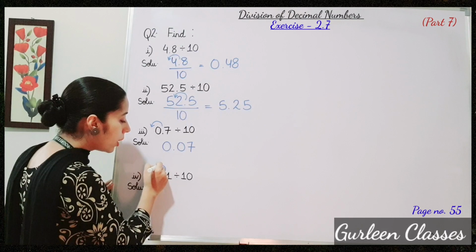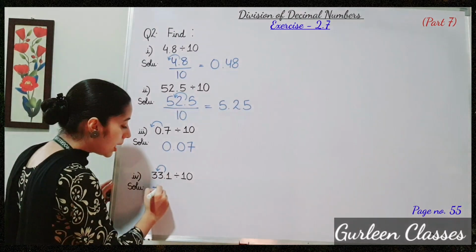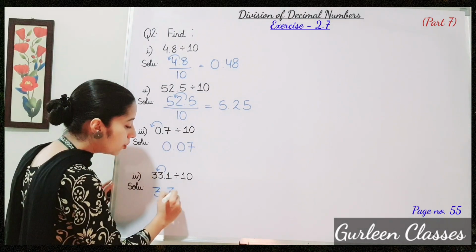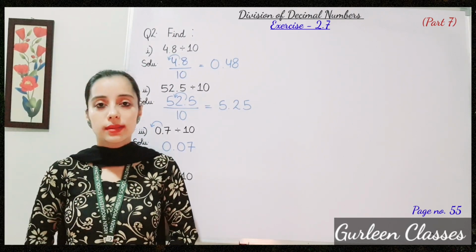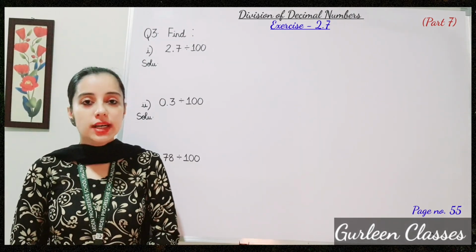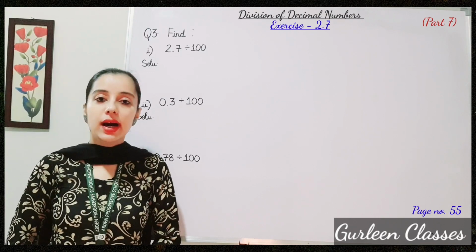Fourth part, 33.1 divided by 10. Shift this decimal point to the left by one place. Answer is 3.31. So students, remaining parts will be a homework.